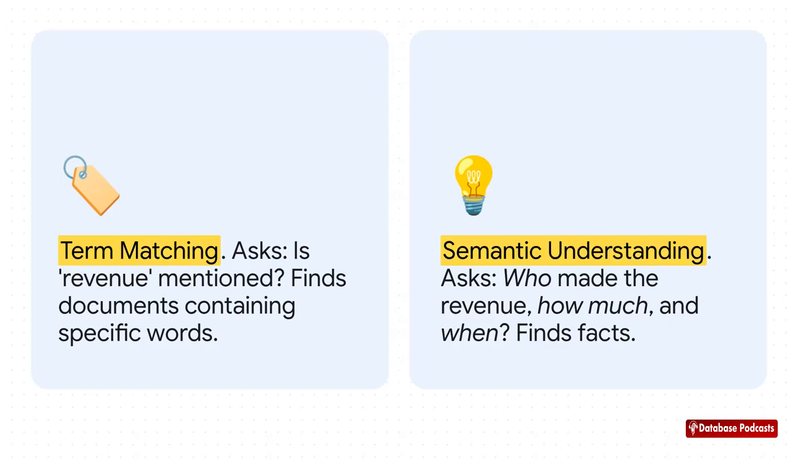This really gets to the heart of the problem. It's the huge difference between simple term matching and actually understanding the meaning. A keyword search can tell you, yep, the word revenue is in this sales report, but it can't answer the real business questions, can it? Who generated that revenue? How much was it exactly? And when did it happen? You see, IR finds words. What we really need is to find answers.